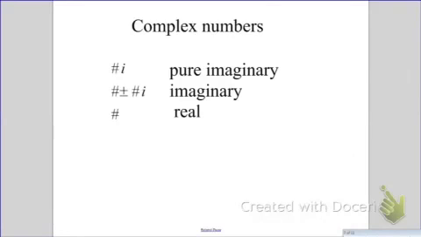So there are a couple of things you need to know. When we just have an i with a number, we call it pure imaginary, like 4i. When we have a number plus or minus a number next to i, then we just call it imaginary, like 2 minus 3i. And when it's just a normal number, like 6, that's what we call real. And you guys are most familiar with those numbers. Pure imaginary, imaginary, and real.